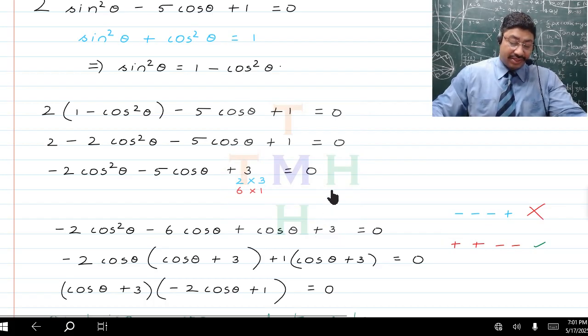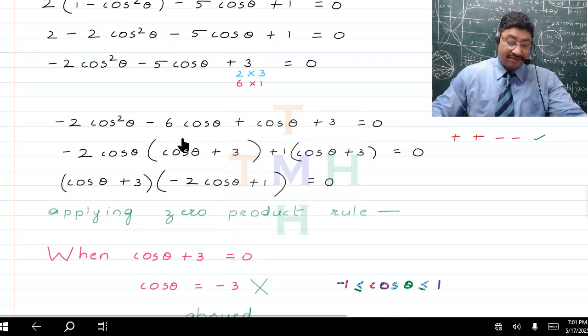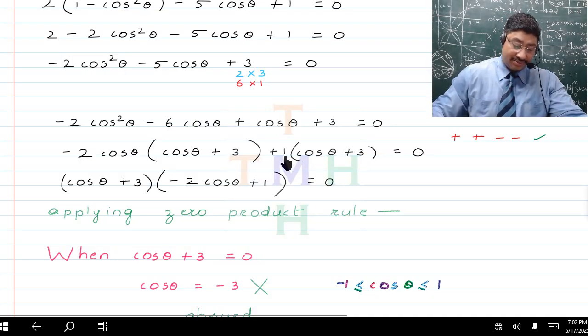As such, what you'll do is write 3 into 2, which is 6, into 1. This is a measure which you normally take when the normal measure doesn't work out. So here you can write this as minus 6 plus 1, and thus you will have two terms with positive, two terms with negative, which actually can be factorized. Out of the first two, you can take minus 2 cos theta common outside, and you'll be left with cos theta plus 3. Now this cos theta plus 3 will go plus 1 times. If you take cos theta plus 3 common outside, you will be left with minus 2 cos theta plus 1 inside.